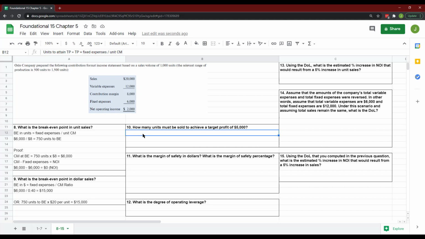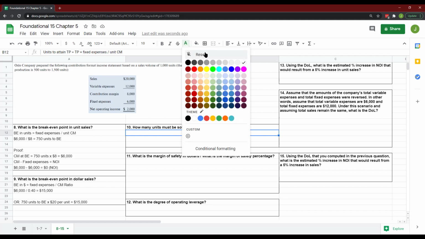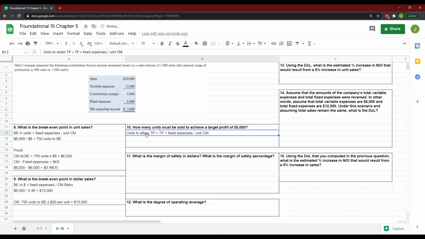So what's the target profit calculation if you're trying to find how many units you need to sell to attain a target profit of, in this case, $5,000? Well, your units to attain a target profit is simply going to be your target profit in dollars plus your fixed expenses, divided by your unit CM.